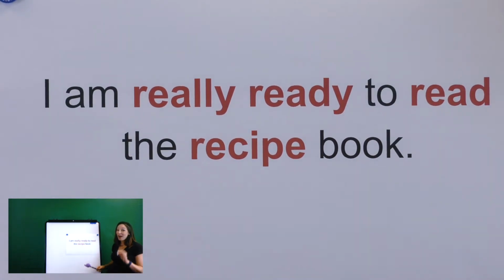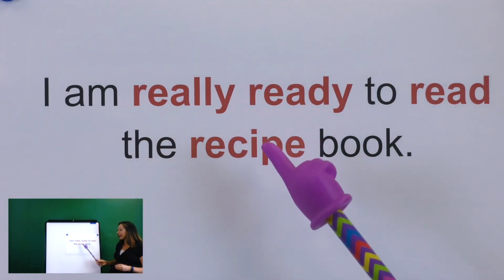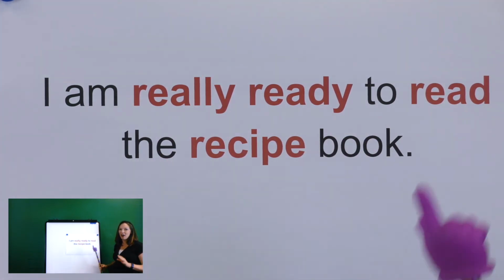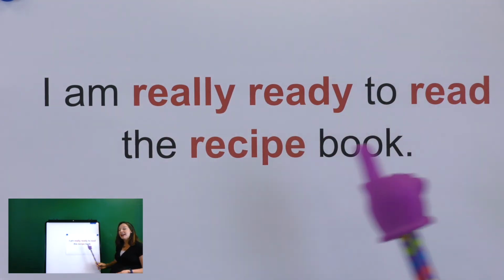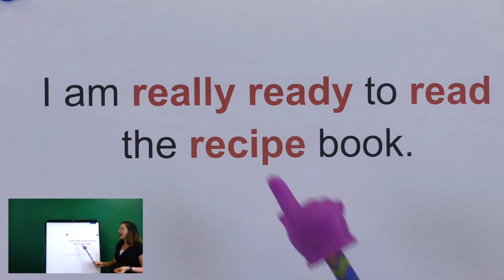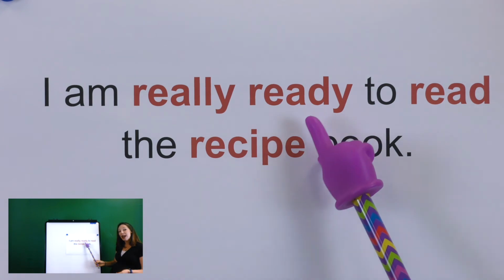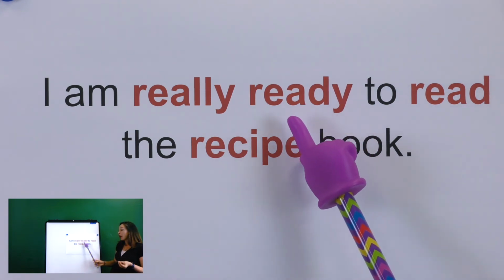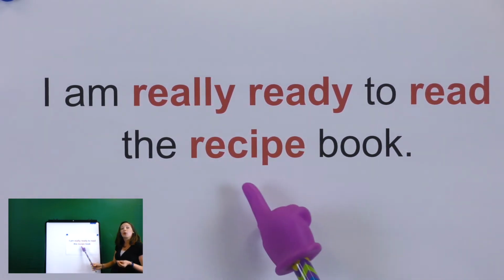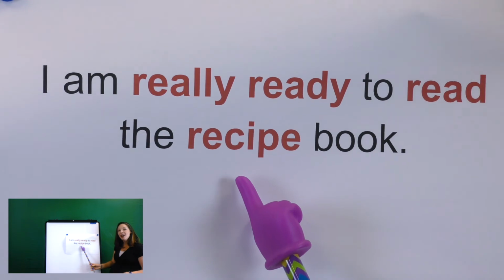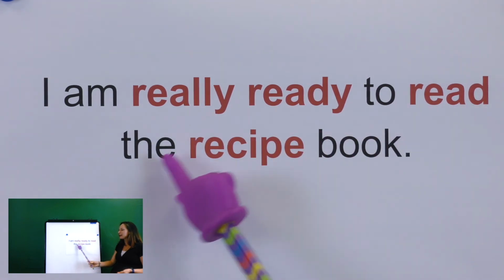Okay, so here is the final sentence for you to practice your R sounds with us. I am really ready to read the recipe book. I'll go over it slowly. I am really ready to read the recipe book. I'm really ready to read the recipe book. I am really ready to read the recipe book.